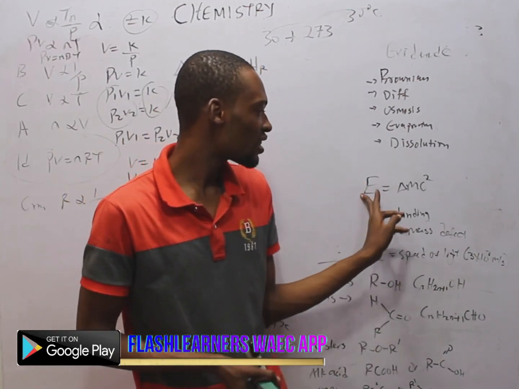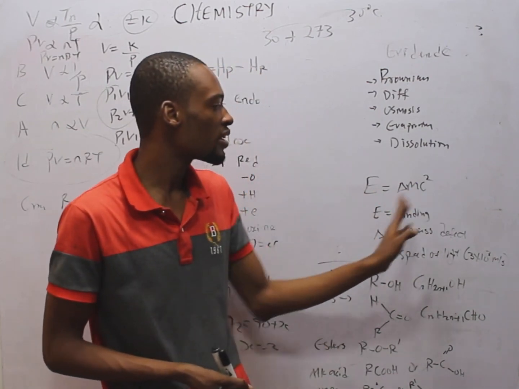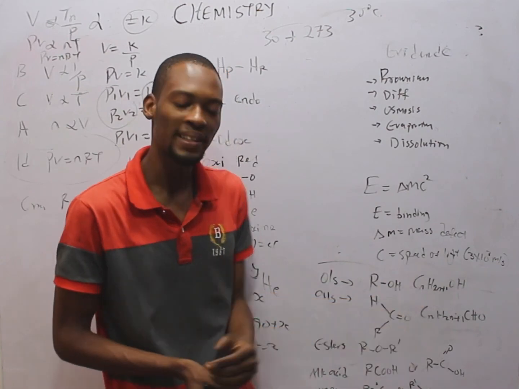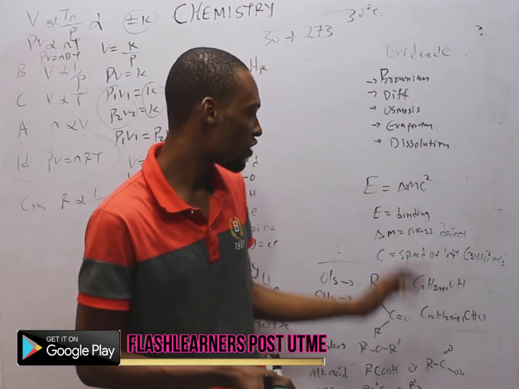This says that E is equal to mc squared. So binding energy is equal to mass defect times the speed of light squared, and the speed of light is 3 times 10 raised to the power of 8.